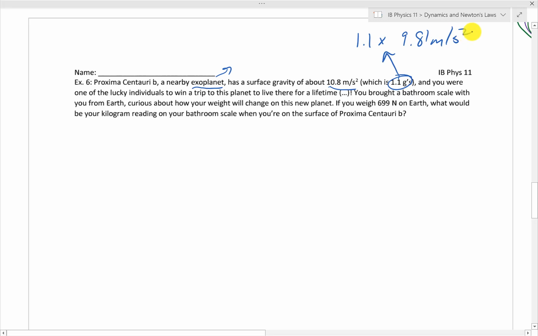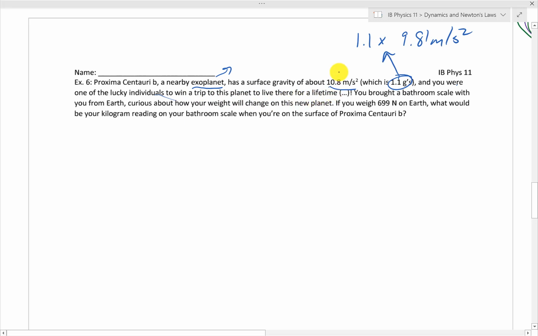Some of you might hear the phrase, oh, I'm experiencing 3 Gs. That means you're experiencing a whole lot of weight because you're feeling Earth's gravity 3 times what it is, 9.81.